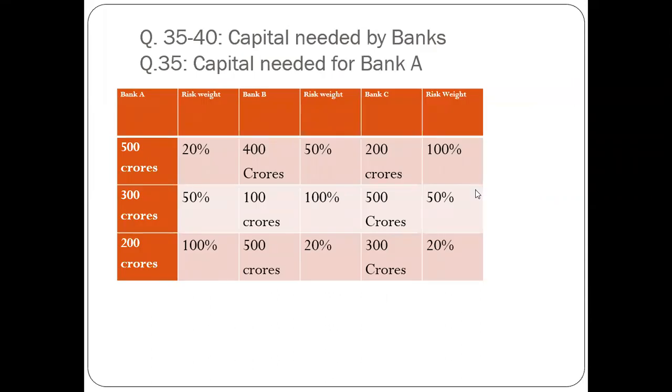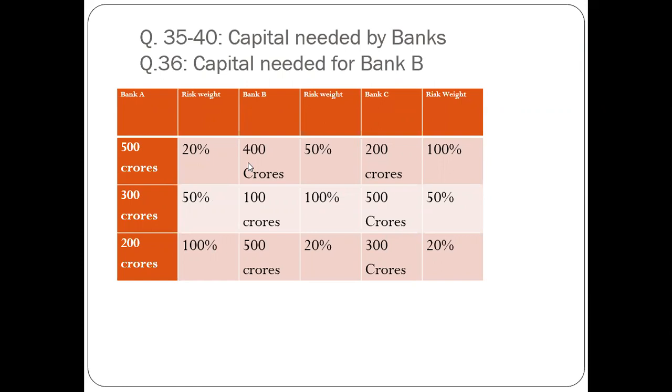And capital needed by banks: one example I have given, there are 3 banks with 3 different assets. All banks have 1,000 crores assets. This bank has 500 crores in 20% risk, this 300 crores in 50%, 200 crores in 100%. This bank 400 crores, like that. Now you have to find out which bank is strongest, which bank is weakest, which bank needs how much capital. A 5 mark question will come.